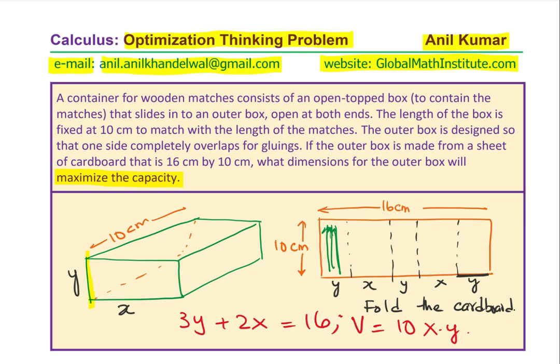To find the maximum volume, we need to get the first derivative, analyze the critical number by equating the derivative to 0 and find the solution. Is that clear to you? So let's do these calculations now.